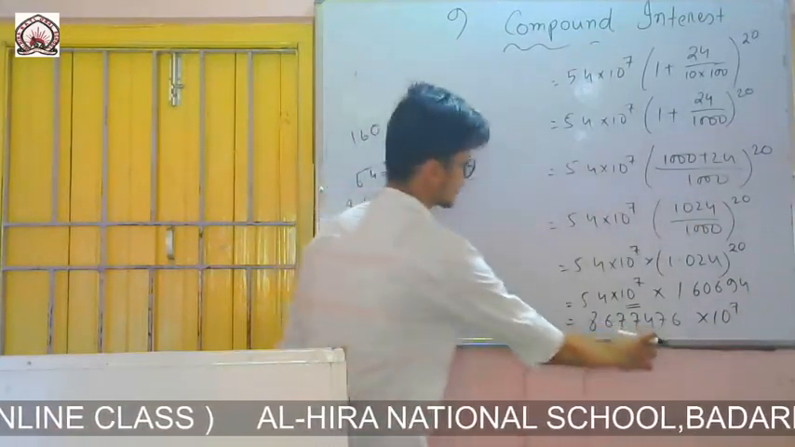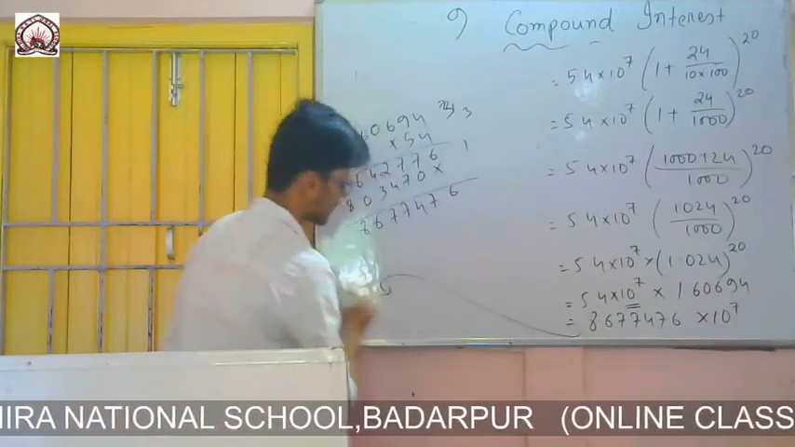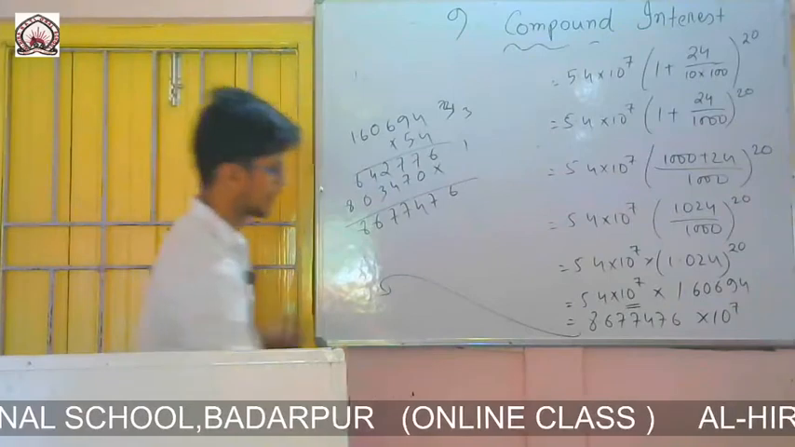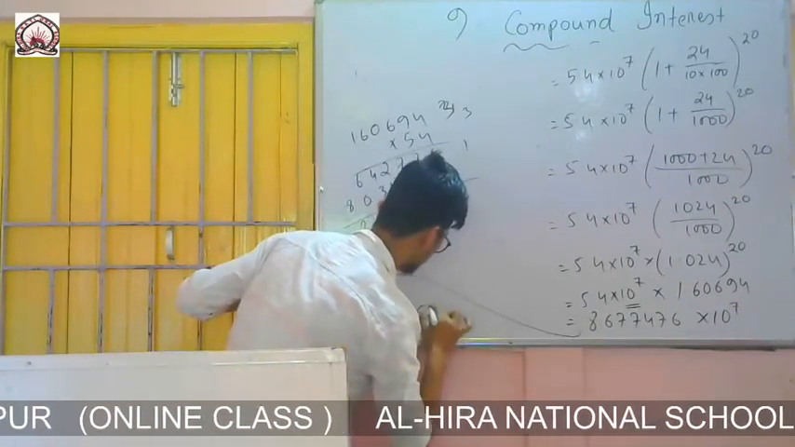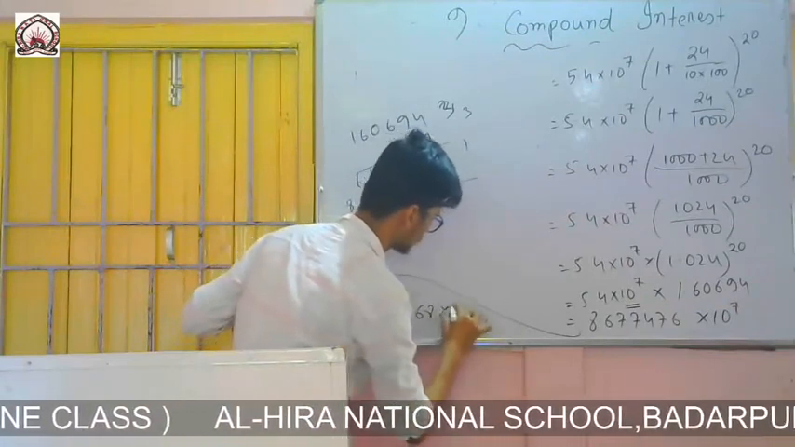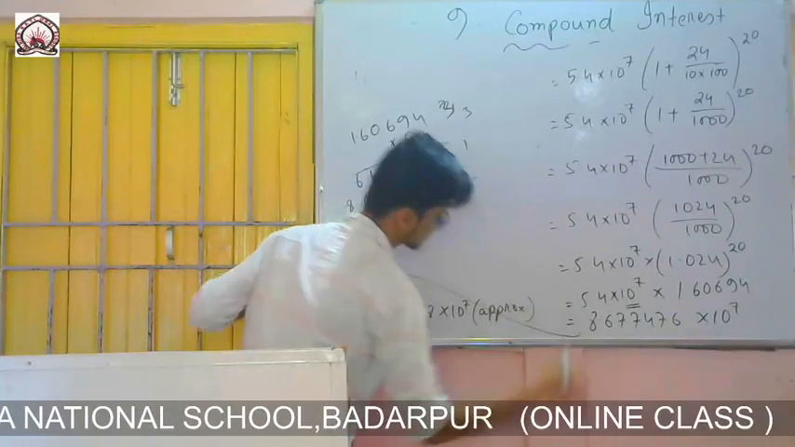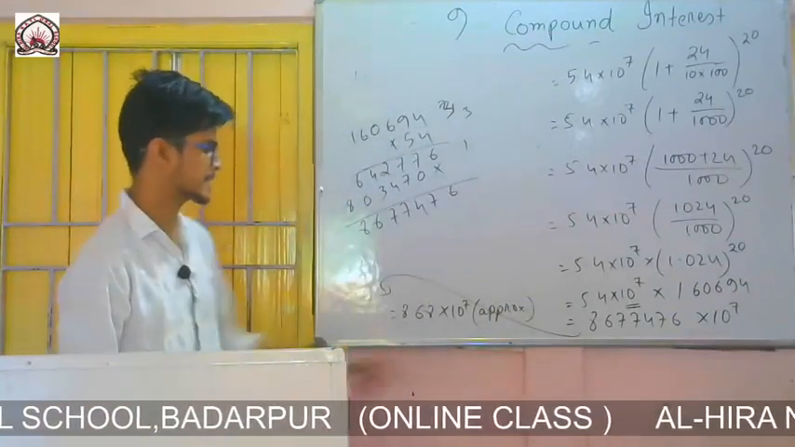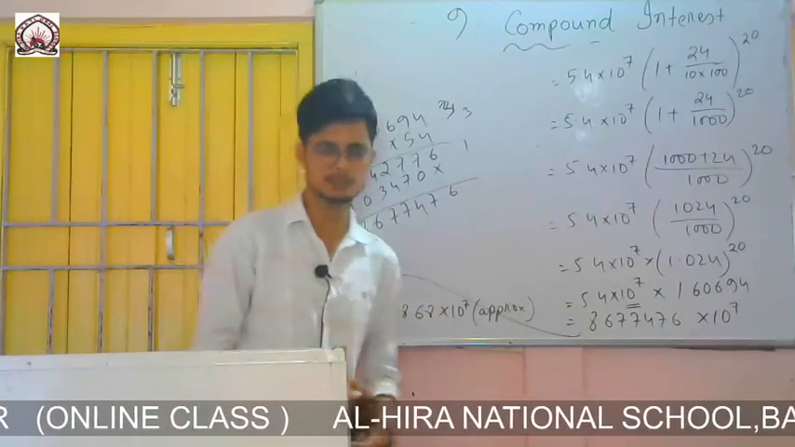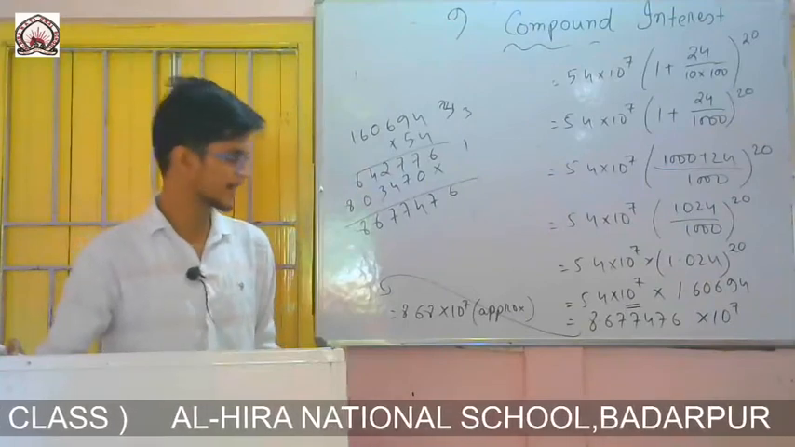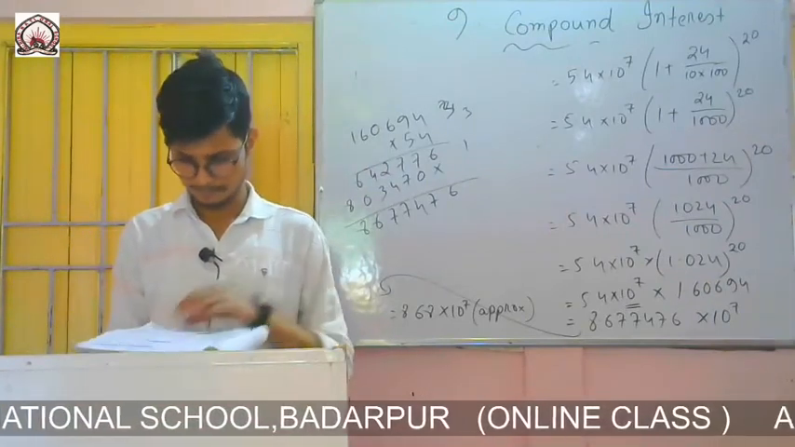But this is a very big value, so I have to compress it. I can write it as 8.68 into 10 to the power 7. In bracket you write approx, it is the approximate value. After writing this line, you write 8.68 into 10 to the power 7, and in bracket you write approx.